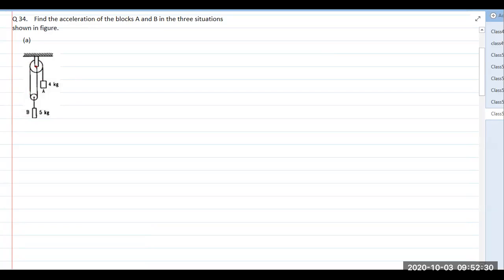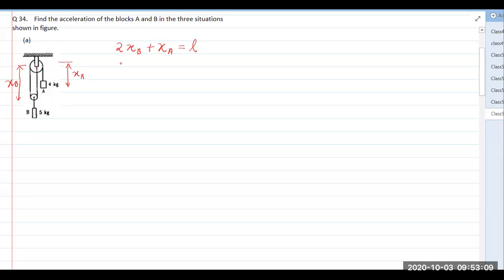There is a fold. If you take the distance from here to here as xb, and from here to here as xa, the total length of the string is xb plus xb, so 2xb, and then xa. So we can write 2xb plus xa equal to L. This is a constraint relation.